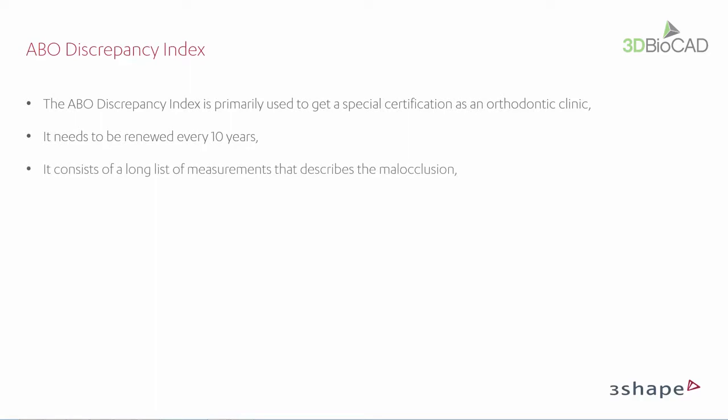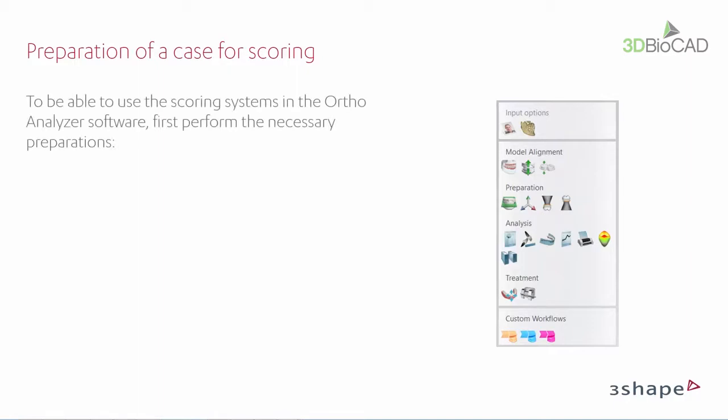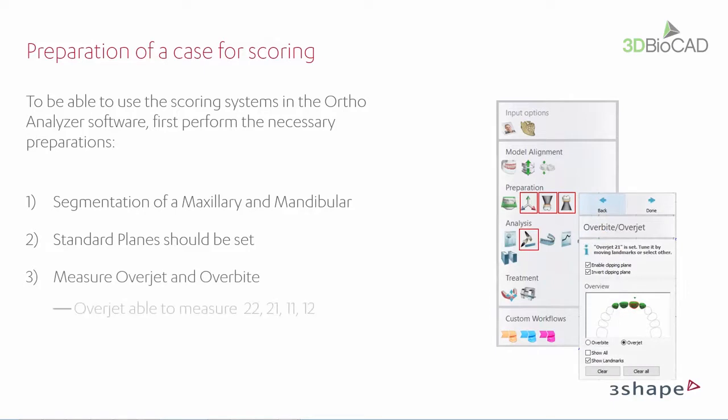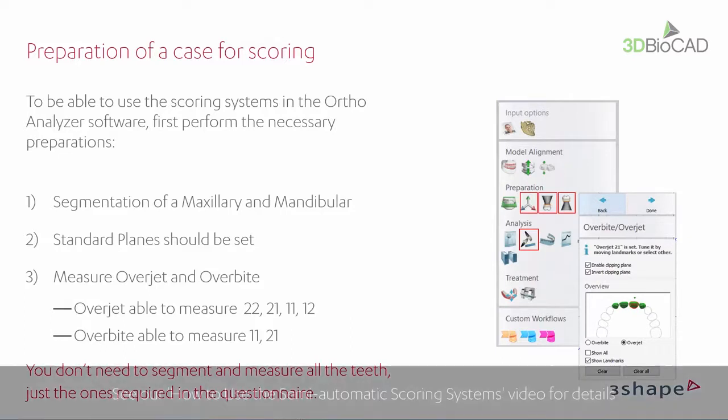It consists of a long list of measurements that describe the malocclusion. The patient is scored using the ABO discrepancy index before and after the orthodontic treatment. You also have to remember to prepare the case for ABO scoring. Perform segmentation of maxillary and mandibular. Set the standard planes. Overjet and overbite should be set for the 4 anterior teeth and the 2 incisors, respectively. Please see our scoring system introduction video for more details.